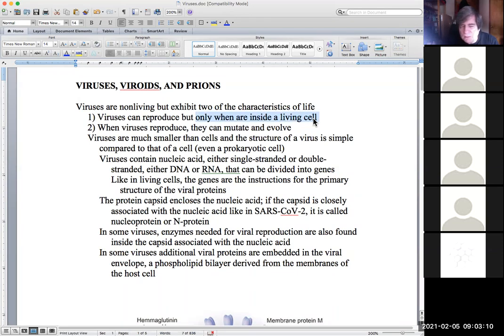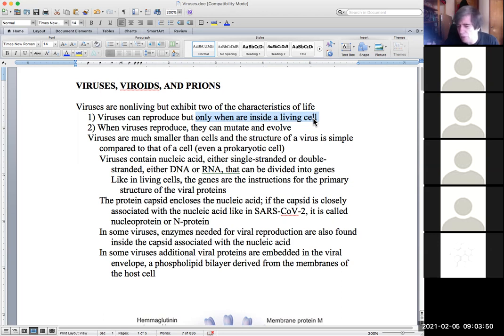Now, the reason they can only reproduce inside a living cell is when we look at viruses, they have two basic components. They have a nucleic acid. In some viruses, it's DNA. In some viruses, it's RNA. And they have protein. Well, just think about the protein part of a virus. For a cell to make a protein, it's got to have a stockpile of spare amino acids. It's got to have a ribosome to put those amino acids together to assemble them. It's got to have ATP because putting a protein together takes energy.